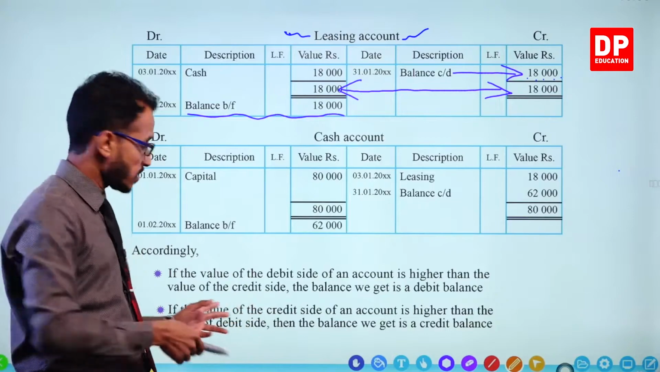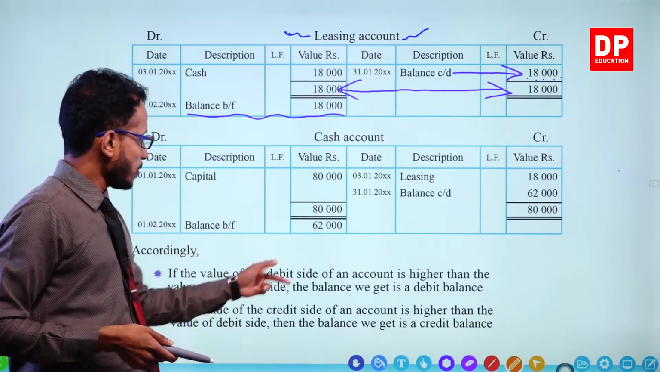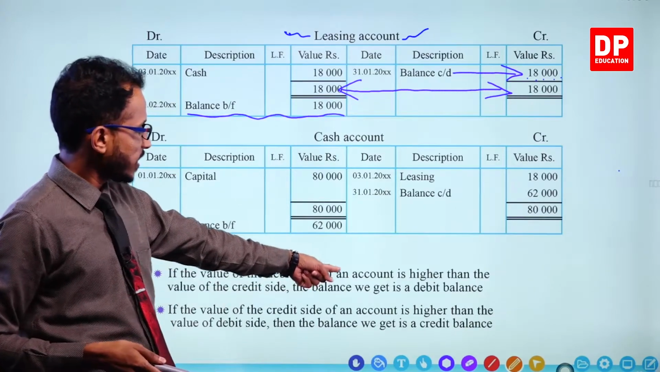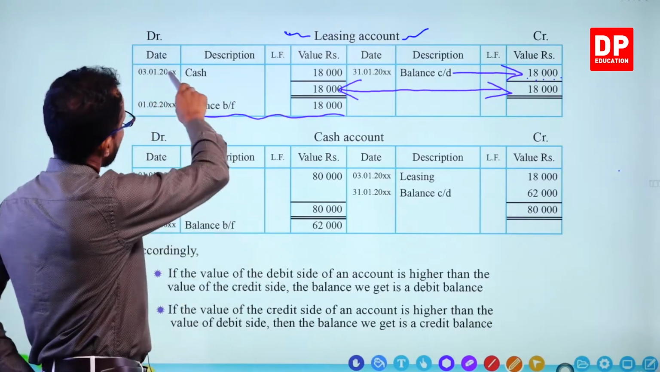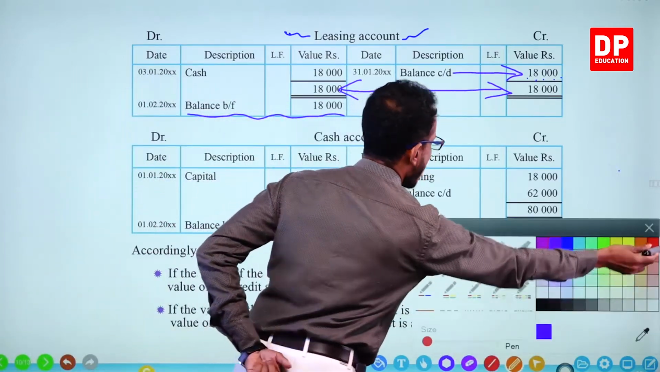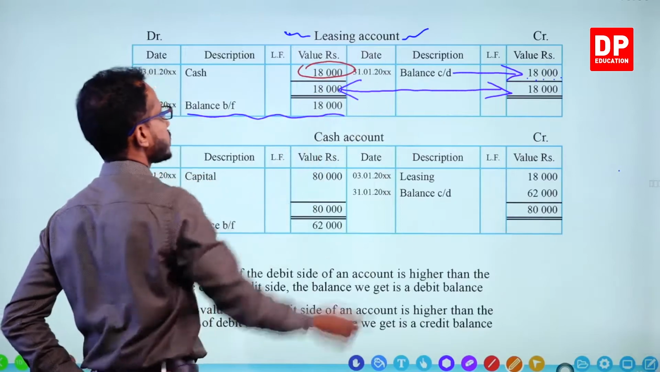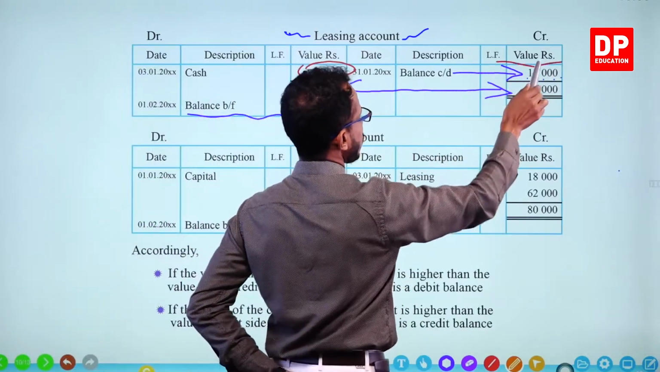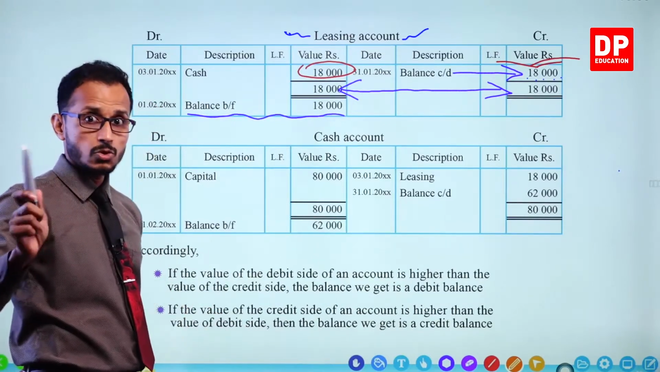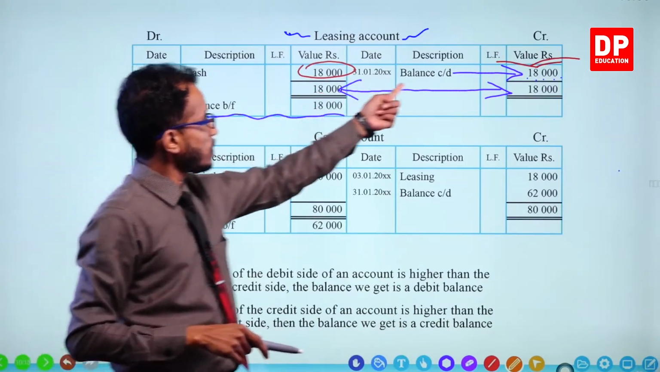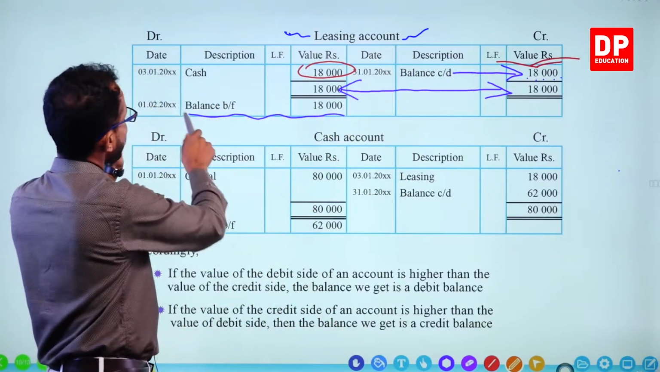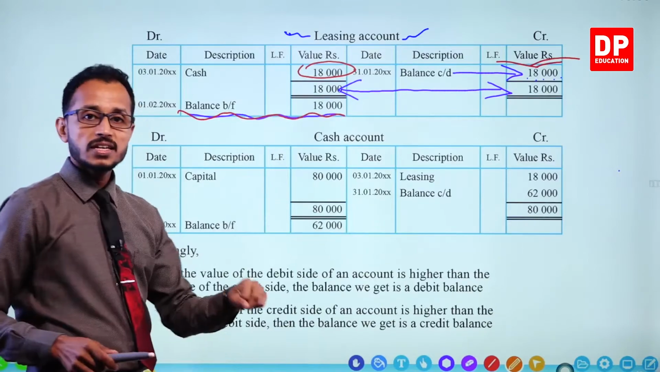Let's read out what is given. If the value of the debit side of an account is higher than the value of the credit side, the balance we get is a debit balance. Value on the debit side, that is this, is higher than the value on the credit side. There's no value on the credit side, right? So the balance carried down also is 18,000. Then balance brought forward comes to the debit side again.